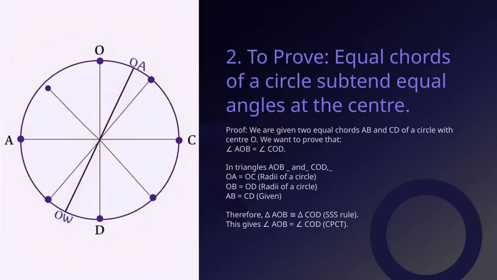Putting all this together, we see that the three sides of triangle AOB are equal to the three sides of triangle COD. OA equals OC, OB equals OD, and AB equals CD. This means, by the side-side-side rule, the two triangles are congruent. And as a result, their corresponding angles are also equal, which gives us that AOB is equal to COD. This proof beautifully ties together the properties of circles, triangles, and congruence to establish this key geometric fact.